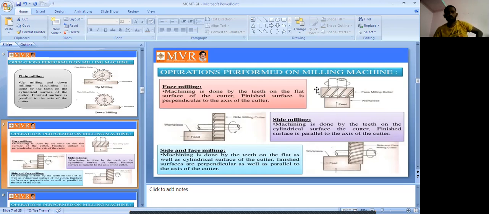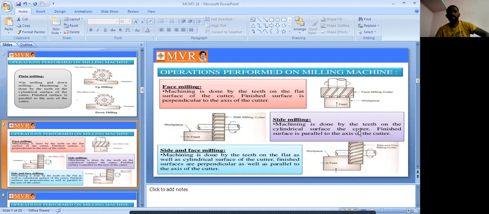Okay, so that is face milling, and that is plain milling. In side milling also, the machining is done by the teeth on the cylindrical surfaces of the cutter. So here it is the cylindrical surface, this is the workpiece, and this is the side milling cutter. See how we have chosen the side milling cutter: we are using one side of this cutter. With this machining we are removing metal from the workpiece. In side milling we remove material from the workpiece on the one side we have chosen. It is one of the side milling operations.